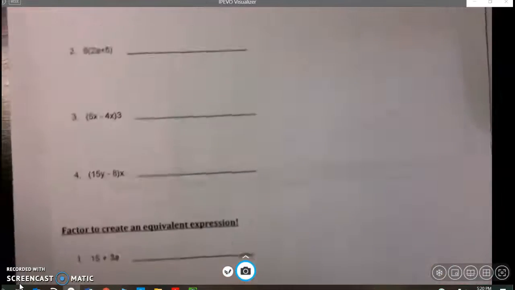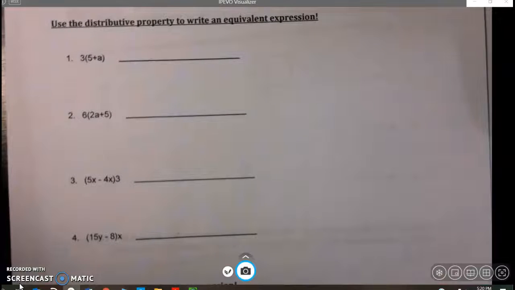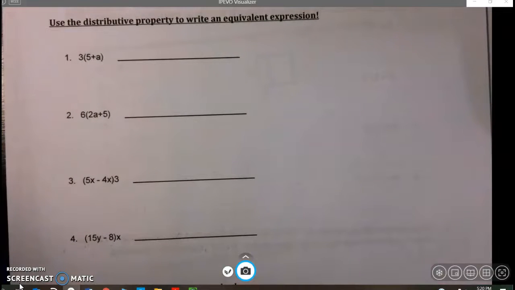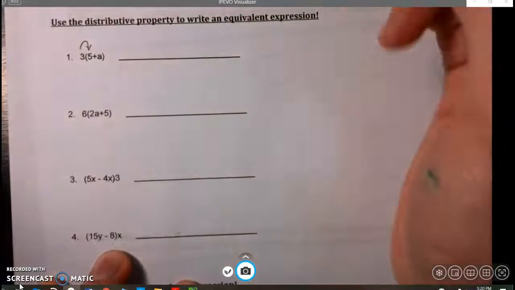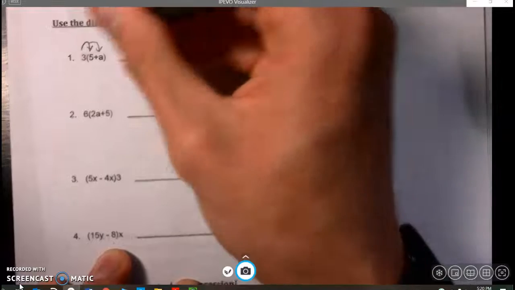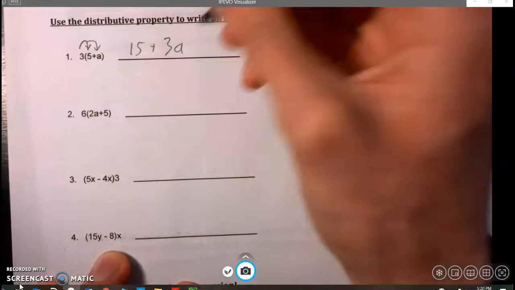Now, just a few more problems. For extra practice, you'll have practice problems to do independently as well. So, distributive property, this is the multiplication section where we're multiplying out. 3 times 5 is 15. 3 times a is 3a.